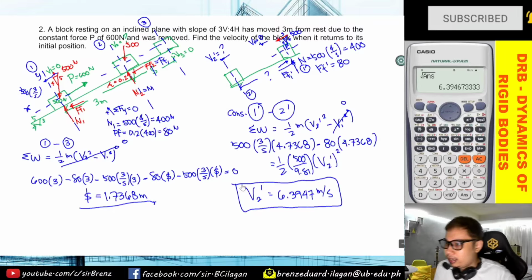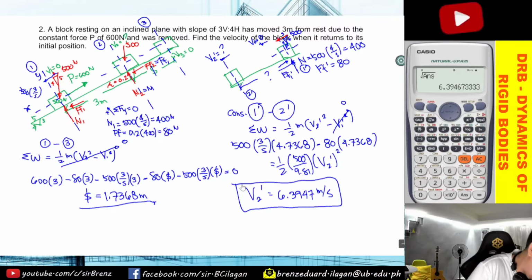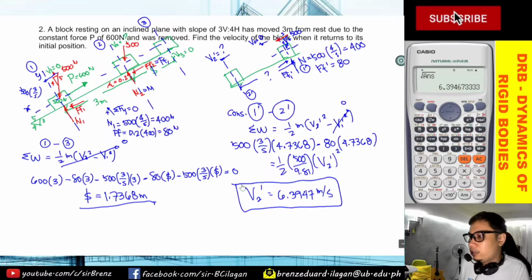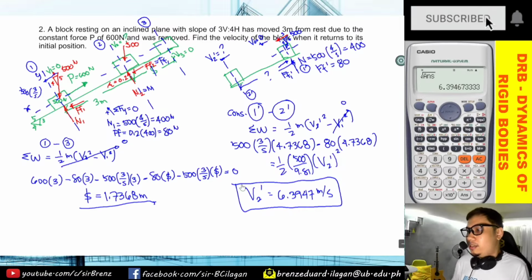Alright guys, I'll just check. Okay, correct. 6.4 in the book. So again guys, I'll give you 3 minutes to copy the solution. You may start copying.